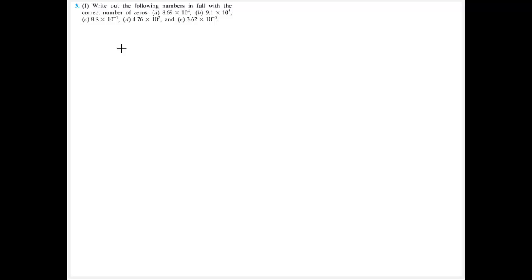Okay, let's get some practice using some of these prefixes. For A, we're going to be converting 8.69 times 10 to the fourth. One way you can do this is think about moving the decimal place by essentially 10 to the fourth, or 4 times. So 1, 2, 3, 4. So I'd write this as 869, and then there's going to be a 0 and a 0.